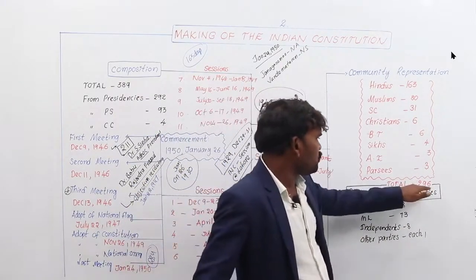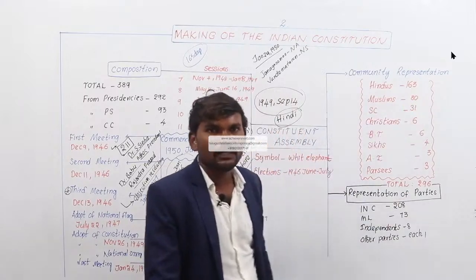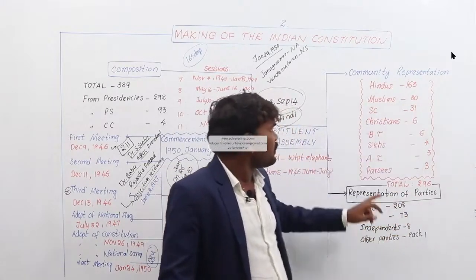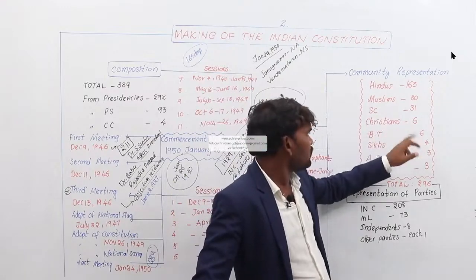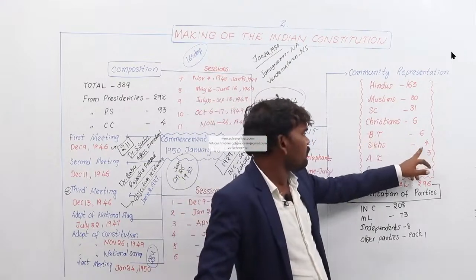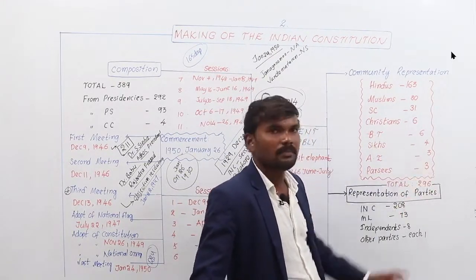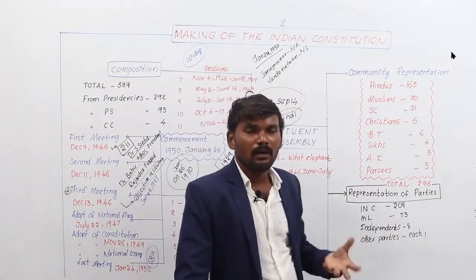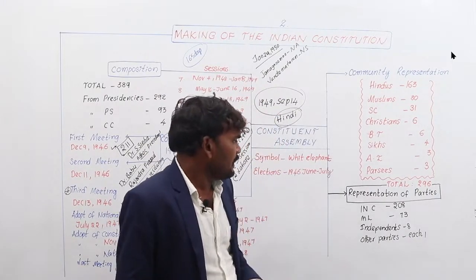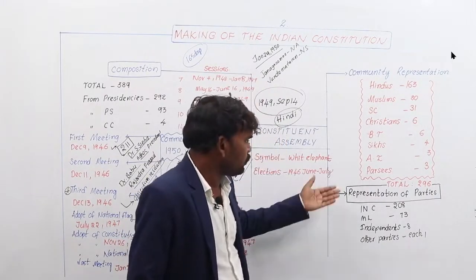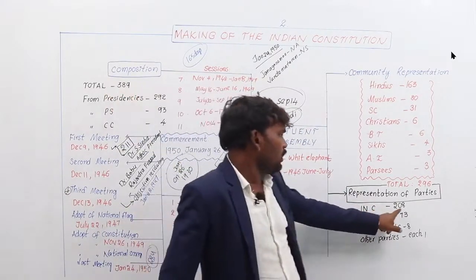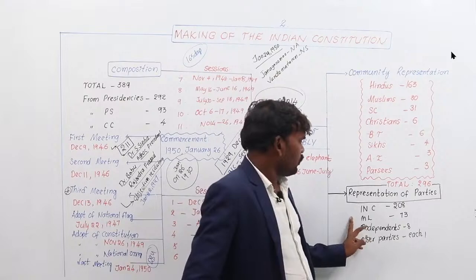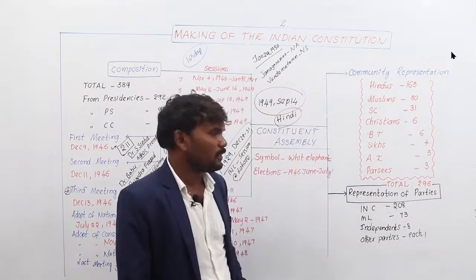So of these 296, 163 members represented the Hindu community, 80 the Muslim community, 31 the SC community, 6 the Indian Christians, 6 the backward tribes, 4 the Sikhs, 3 the Anglo-Indians, and 3 the Parsis. Coming to the parties, the seats won in the elections held in June-July 1946: the Indian National Congress won 208 seats out of 389, followed by the Muslim League with 73 seats.